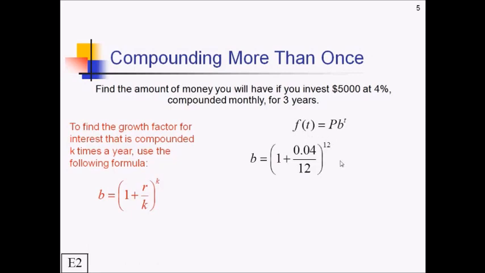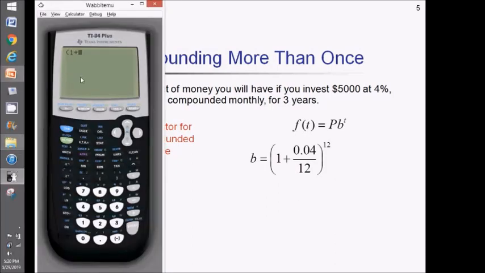Does that actually give you a better interest rate than if you just did once at 4%? Well, your growth factor with 4% compounded annually was just 1.04. Plug this into the calculator and see what we get now. So here I am plugging it into my calculator, and I'm going to do alpha y equals to get my fancy fraction here. 0.04 divided by 12 and close that parentheses and raise that to the 12th power.